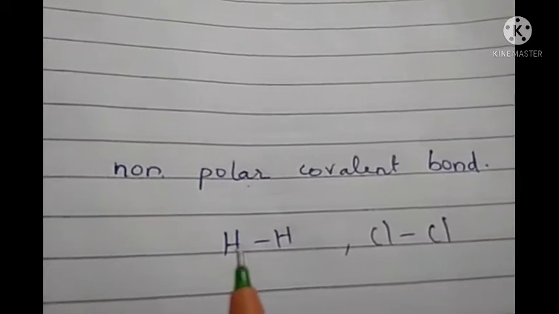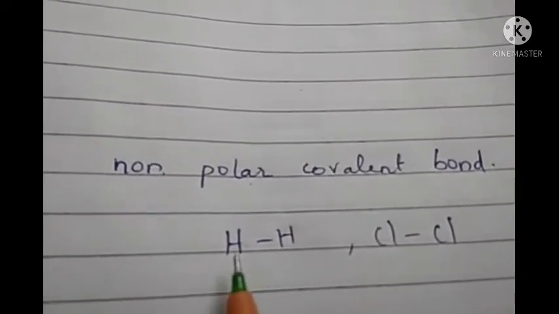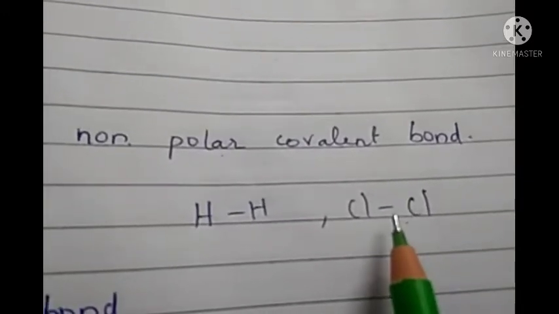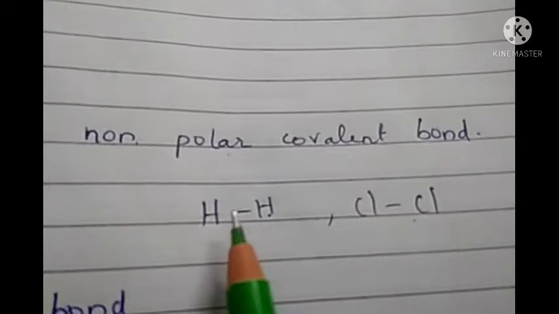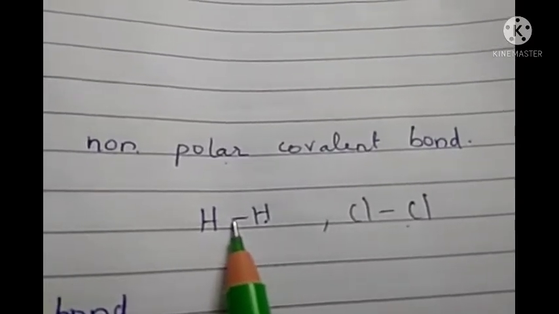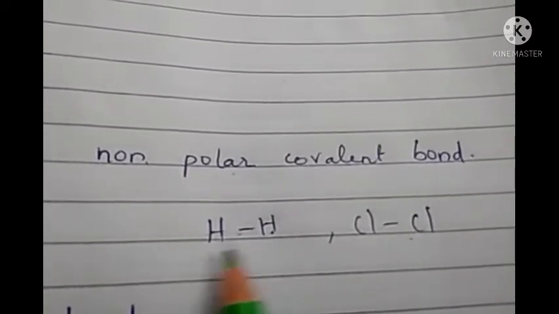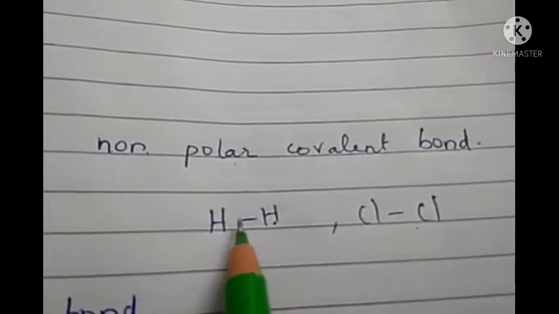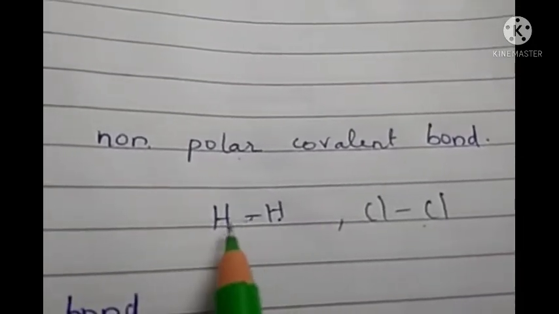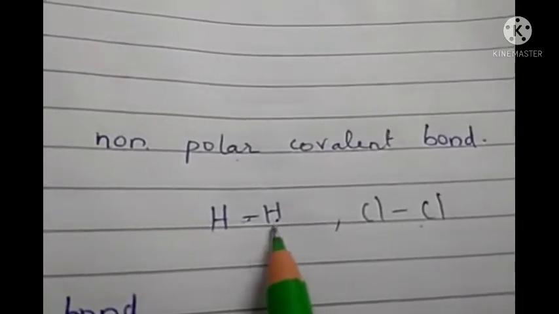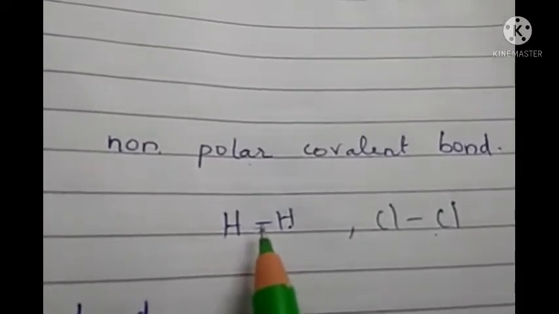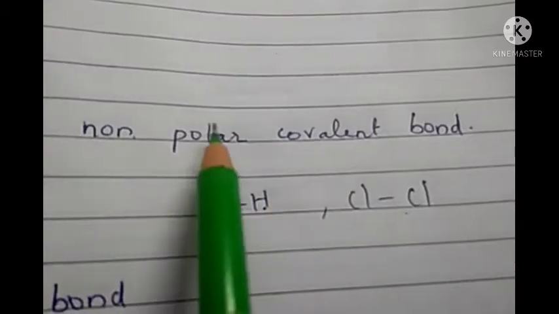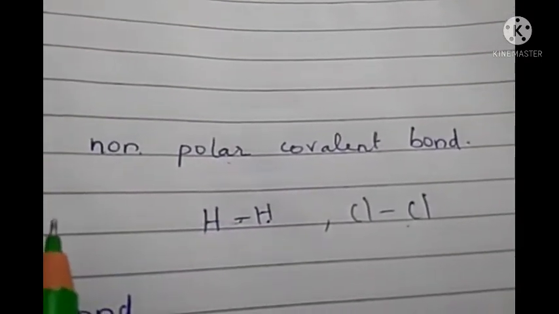Examples of such non-polar covalent bonds are the bond in the hydrogen molecule or the bond in the chlorine molecule. Here two same types of hydrogen atoms are sharing one pair of electrons, and as a result a single covalent bond is formed between these two hydrogen atoms, that we can represent by a single line. Since these two hydrogen atoms are similar, they equally attract the shared pair of electrons, so the bond formed between them is called a non-polar covalent bond.